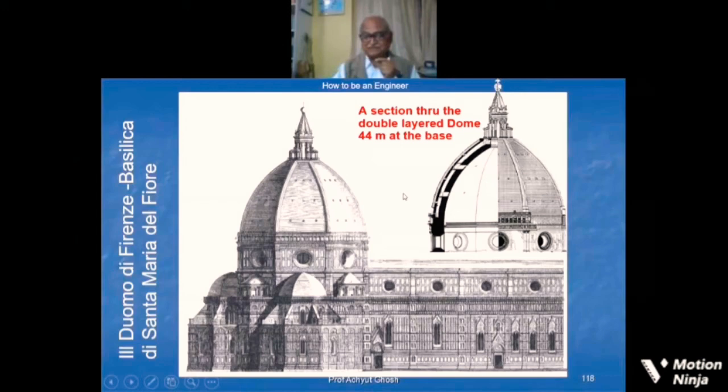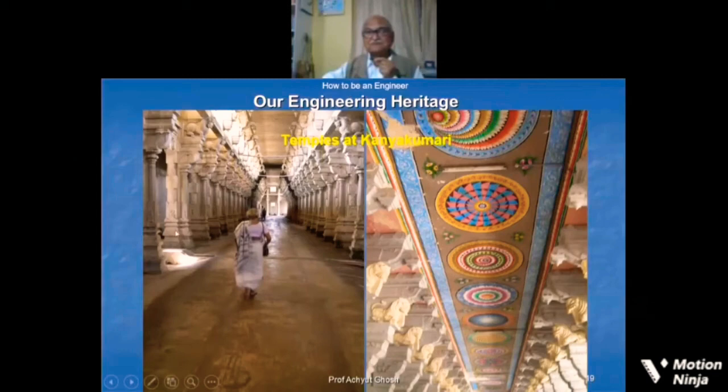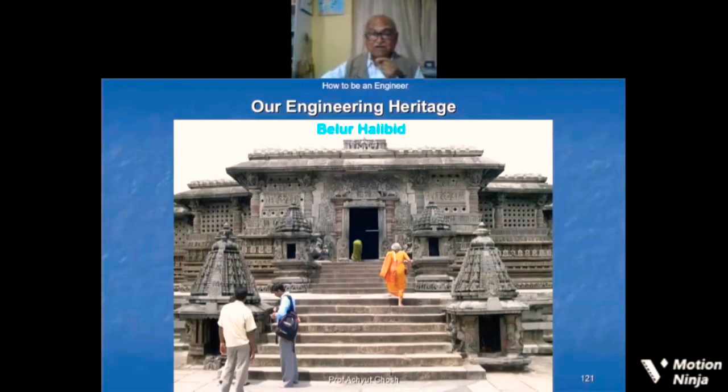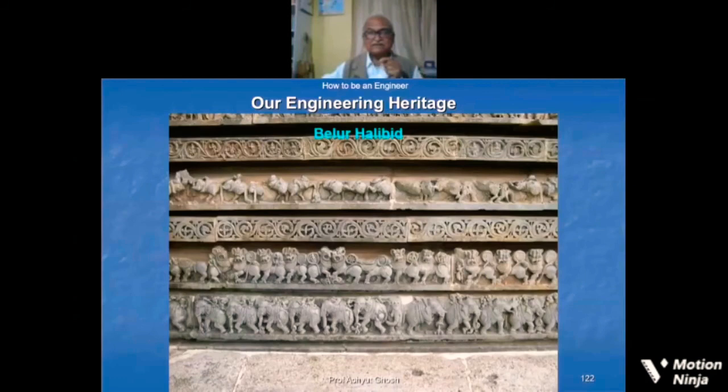This is the temples of Kanyakumari. This is the temples of Meenakshi, our heritage, our country's heritage. This is the temple of Belur Halebid. I have never seen such beautiful sculptures anywhere in India as in Belur Halebid. They're so beautifully protected. I'll show you one sample. You see, these are the sculptures in Belur Halebid. Beautiful protection, and it is standing for so many years.